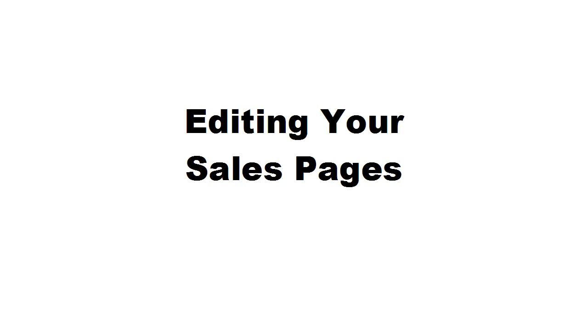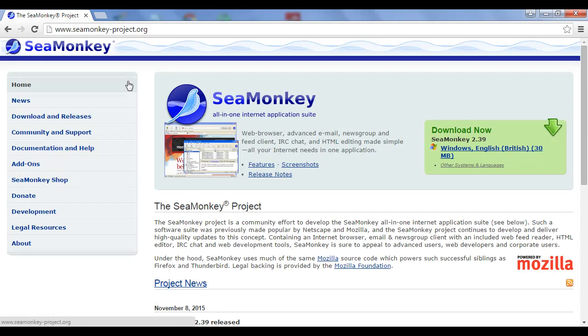In this video, I'm going to talk you through how you go about editing your sales pages. The software I'm going to be using to modify the pages is SeaMonkey, and it's a fairly simple HTML editing program. It can do other things as well, like web browsing and email client and that sort of thing, but all I ever really use it for is HTML editing because it's nice and simple. And you can download it for free from seamonkey-project.org.